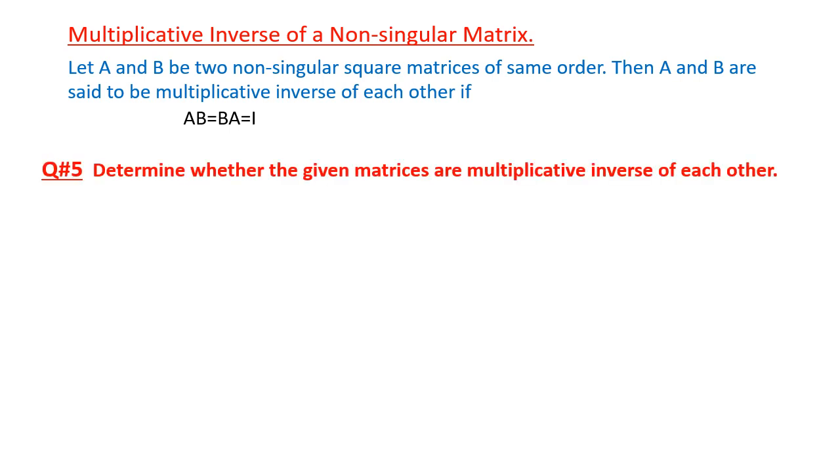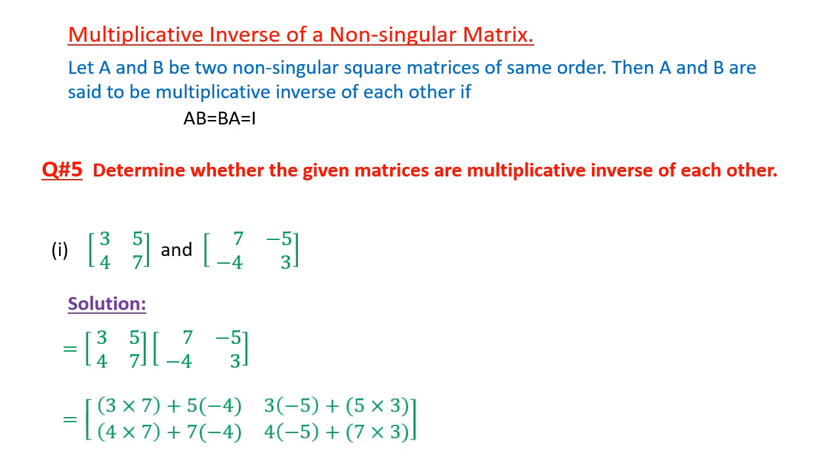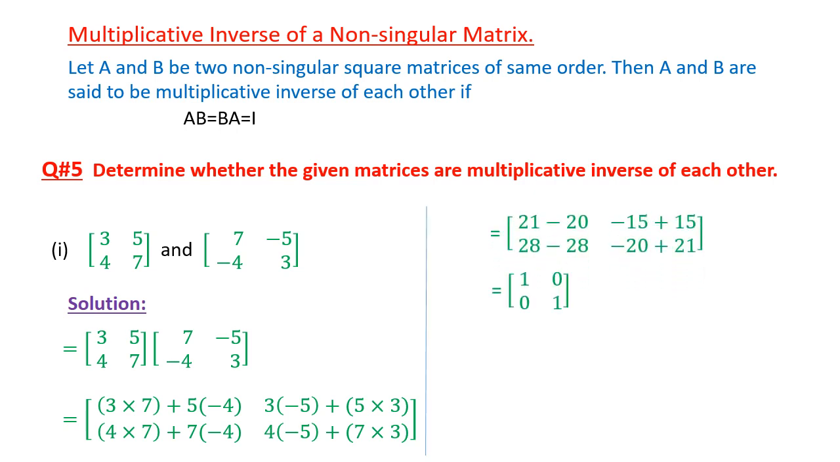Question number 5. Determine whether the given matrices are multiplicative inverse of each other. Part 1. Here we have two matrices and we have to check whether they are multiplicative inverse of each other. The solution is, we will multiply these two matrices and then solve them, and we have identity matrix. So the given matrices are multiplicative inverse of each other.